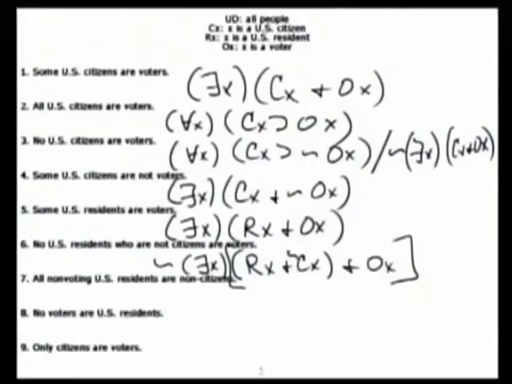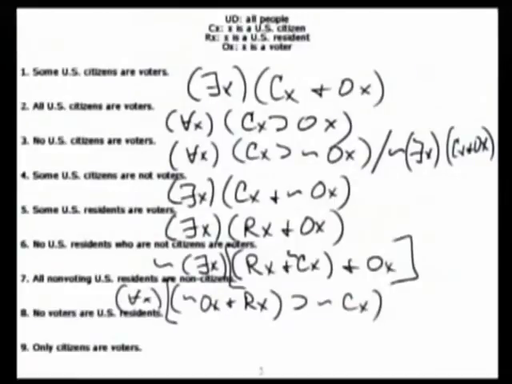All right, how about 7, Nathan? For all x, not OX and RX implies not CX. Okay, so I got something in a bracket. Not OX and RX implies not CX. That says for all X, if X is a resident and doesn't vote, then they're not citizens. Is that clear? I think that's right. Looks right to me.